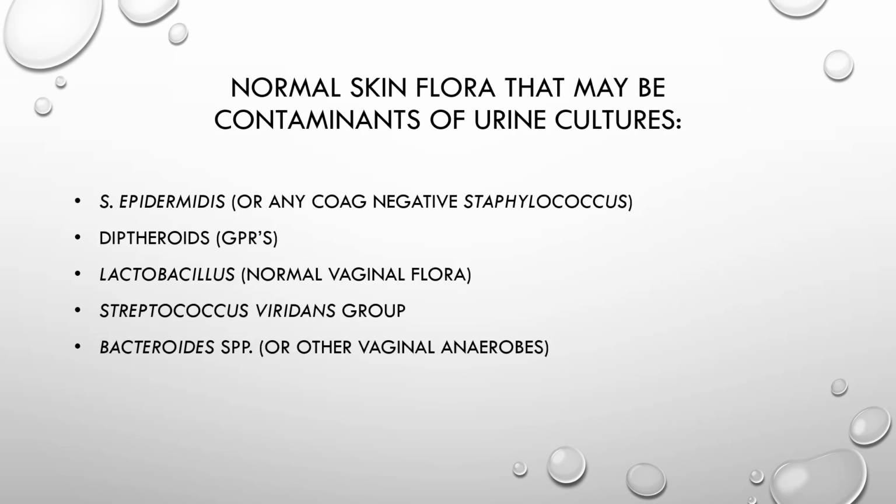Now, urine should be sterile, but the skin and genitalia around the urethra have contaminating organisms that are completely normal. And some normal skin flora would be Staphylococcus epidermidis, or pretty much any coag-negative staph, diphtheroids, lactobacillus, Streptococcus viridans, or Bacteroides, which is an anaerobe.